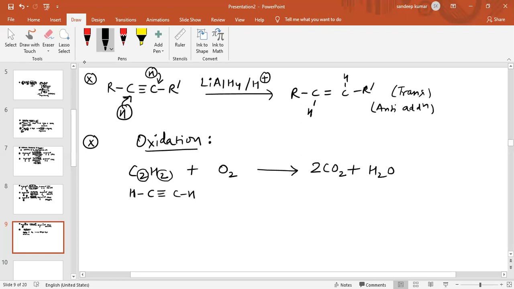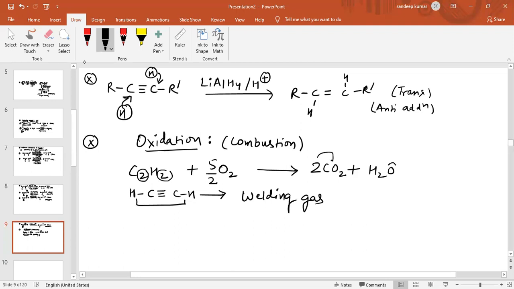Now see, balance the oxygen. 2 times 2 is 4, plus 1 is 5, so oxygen will be 5 by 2. So this is one of the oxidation reactions, and we call this reaction combustion of alkyne. And this gas, C2H2, is also used in welding, so we call C2H2 welding gas.